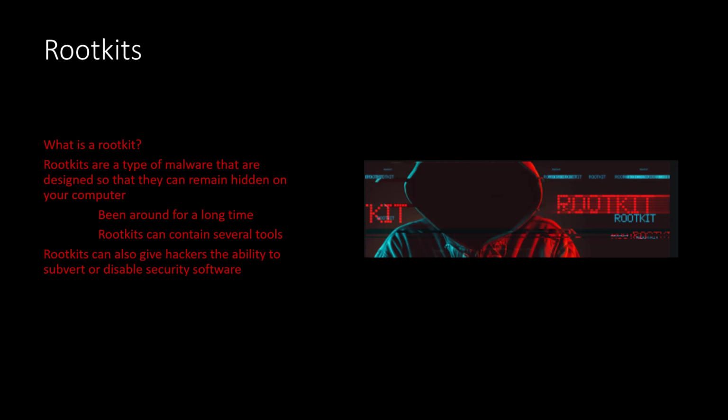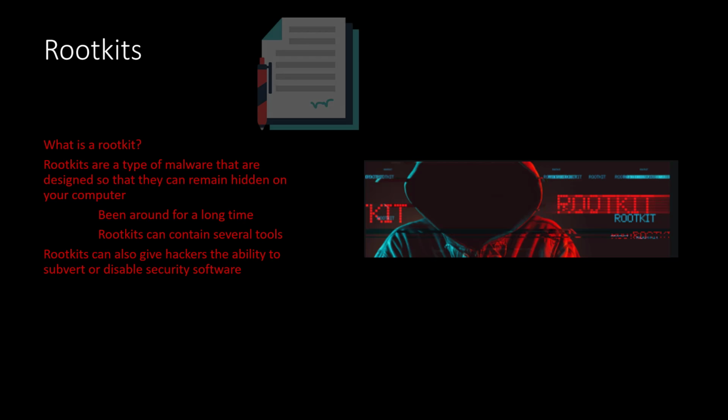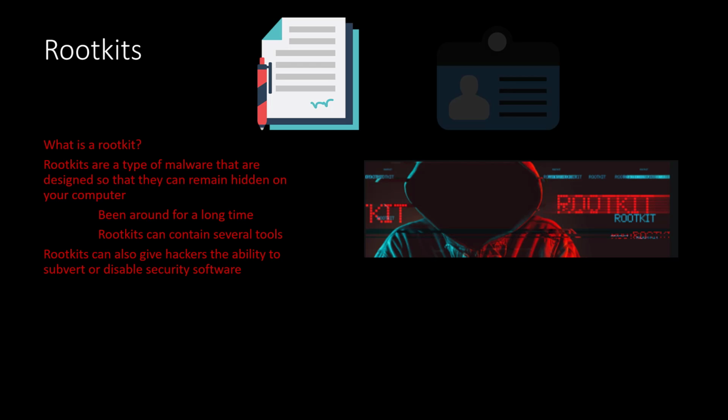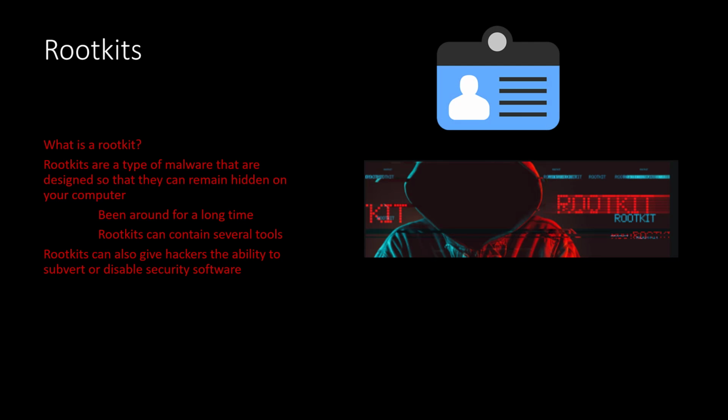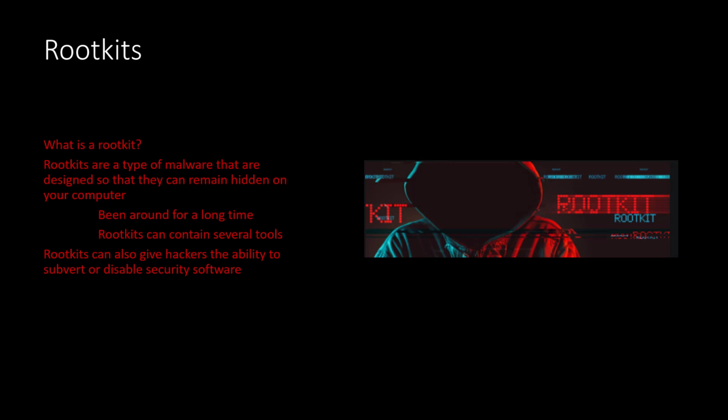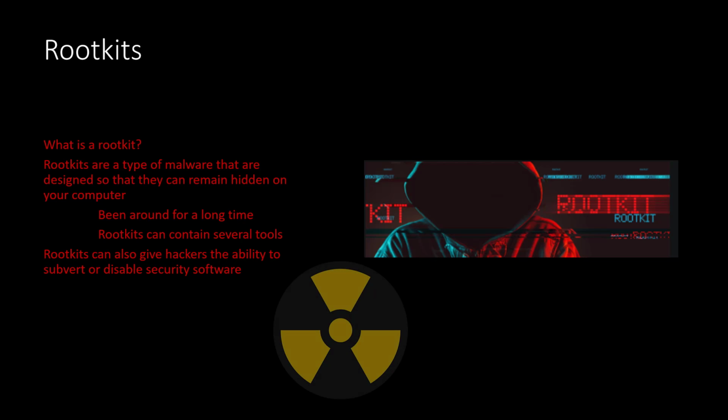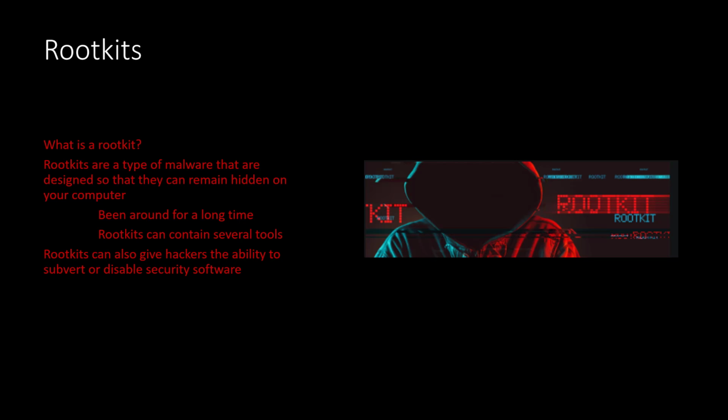Rootkits can contain a number of tools, ranging from programs that allow hackers to steal your passwords to modules that make it easy for them to steal your credit card or online banking information. Rootkits can also give hackers the ability to subvert or disable security software and track the keys you tap on your keyboard, making it easy for criminals to steal your personal information. One of the most famous and dangerous rootkits in history was Stuxnet. It targeted the Iranian nuclear facilities and was created by the US and Israeli governments, who ended up losing control of it in the end.